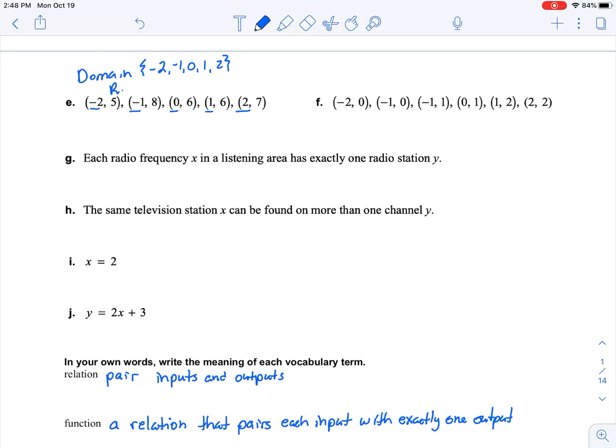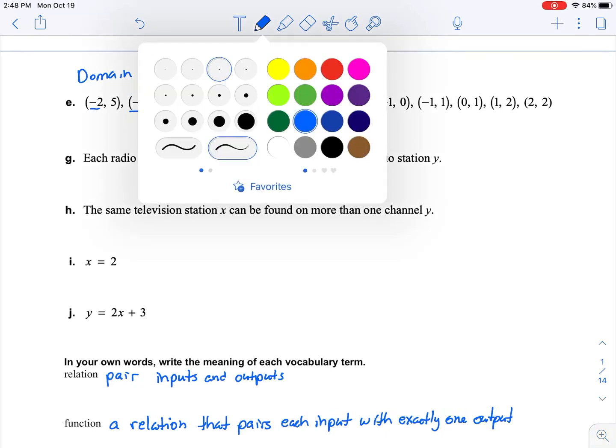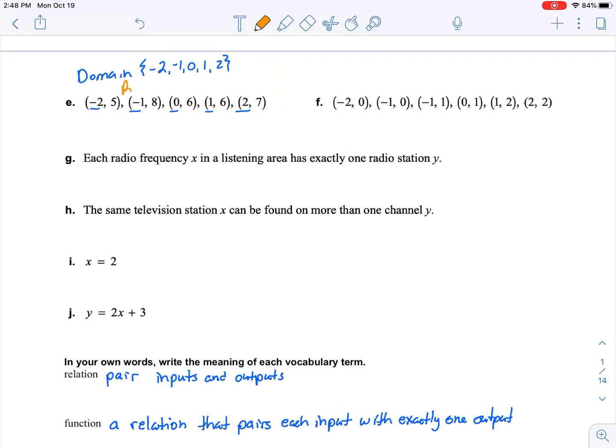And this problem did not ask me to do this. However, it's going to appear in our homework. The range is going to be all my y values. So I'm actually going to change my color just so we can do that. My range is going to be 5, 8, 6, 6. I don't have to list it twice, and 7.